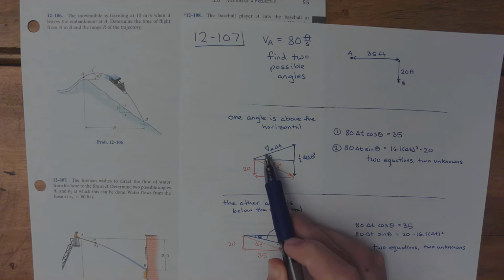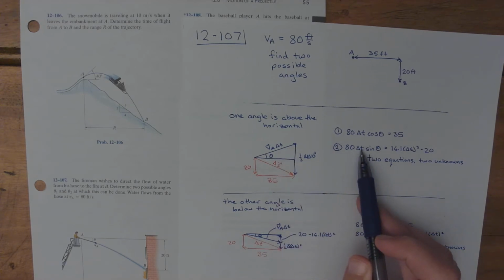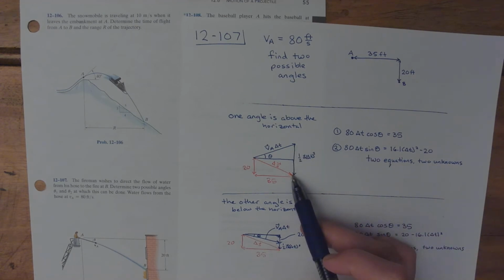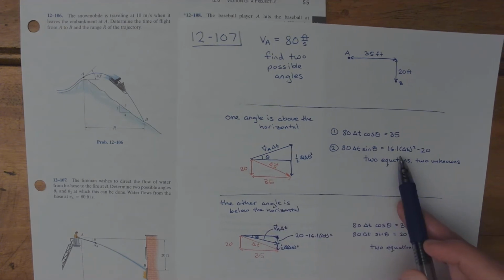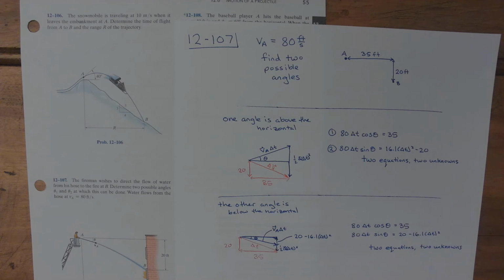And then doing VA times delta T times sine of theta, which is 80 times delta T times sine theta, that's equal to this distance here, which is 1/2 the acceleration times delta T squared minus 20, where 1/2 of the acceleration is 16.1. At this point, we have two equations and two unknowns, so I'm going to stop here.